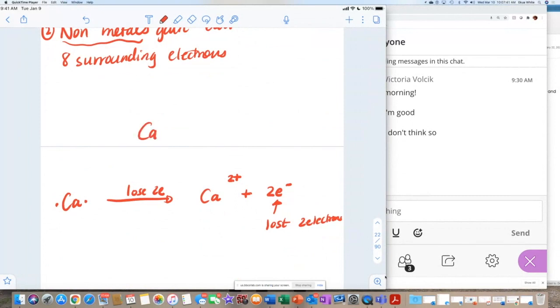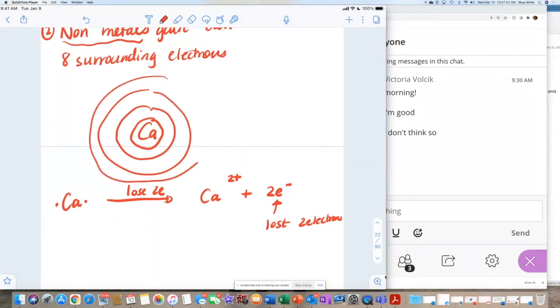Calcium, as you see, has an energy level 4. Imagine the simple calcium is where the nucleus is. This is the first energy level, second, third, fourth, right? This is n is 1, n is 2, n is 3, n is 4. So, as usual, calcium has how many electrons total? 20. Look at the periodic table.